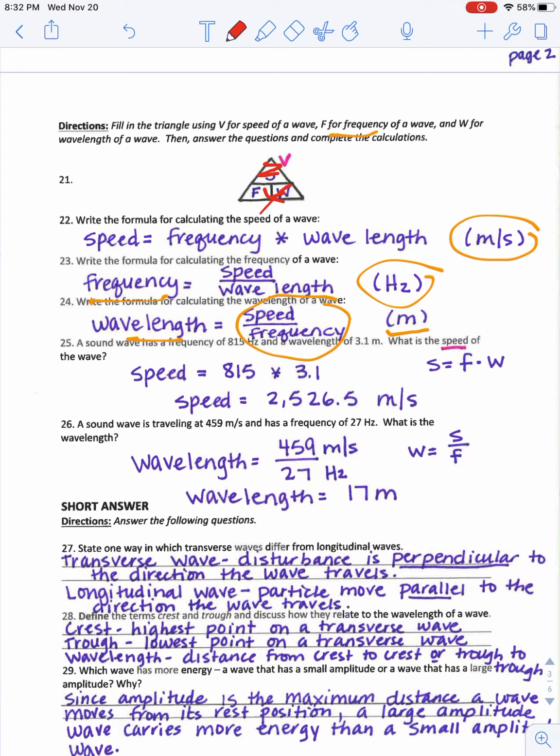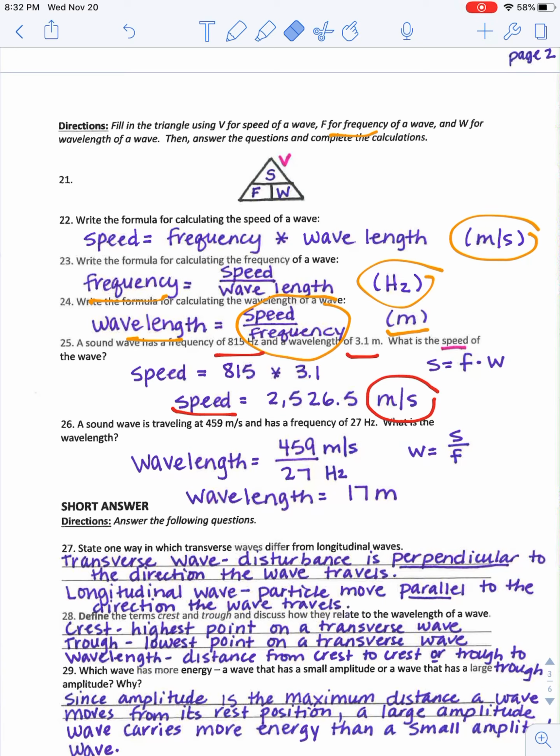frequency times wavelength. I'm going to look for my frequency. I know that's my frequency because it has a hertz. So it's 815 times wavelength. I know that this is my wavelength because it has a length measurement. So 815 times 3.1, and we are definitely using our calculator, and that comes up with 2,526.5 meters per second. It's speed, and our speed always has two parts, distance divided by time. So meters per second.